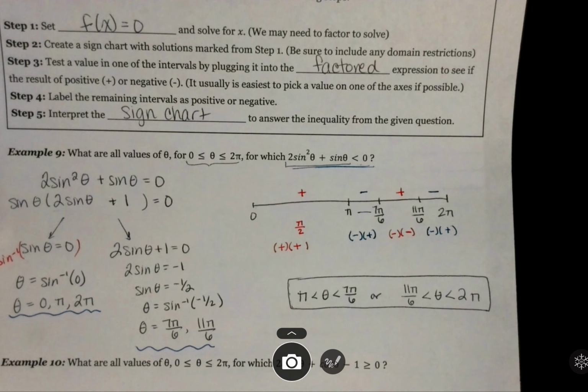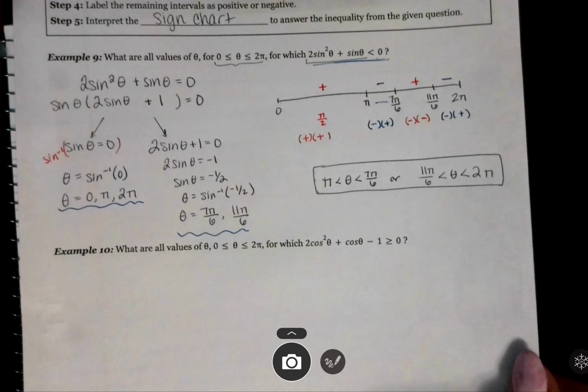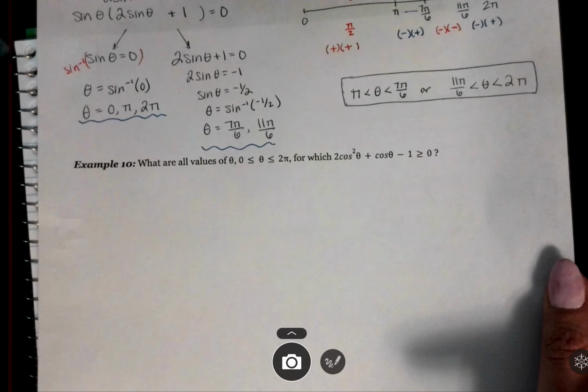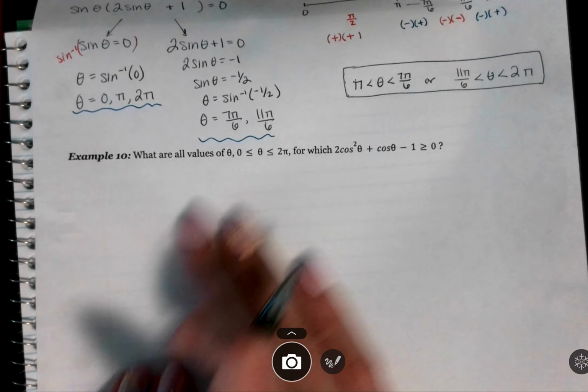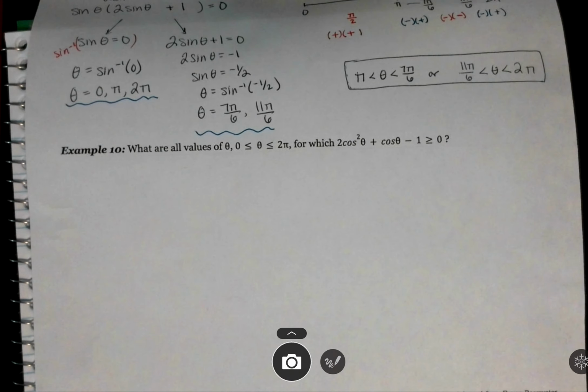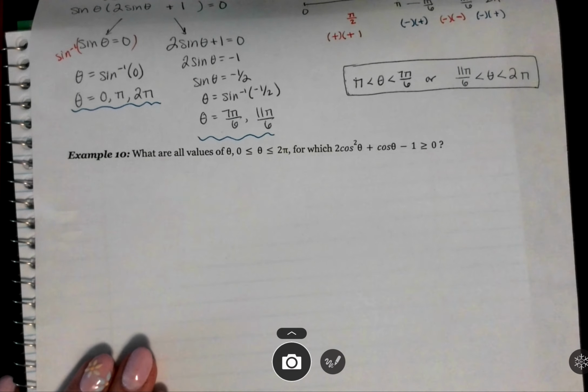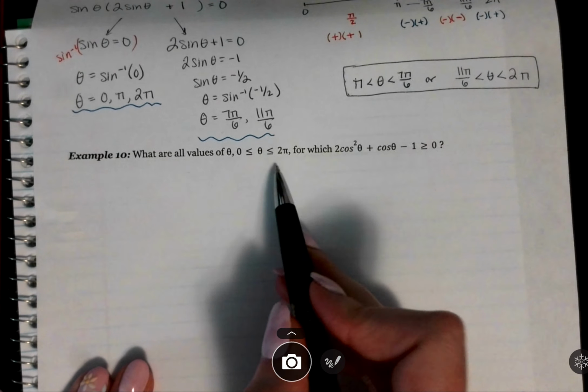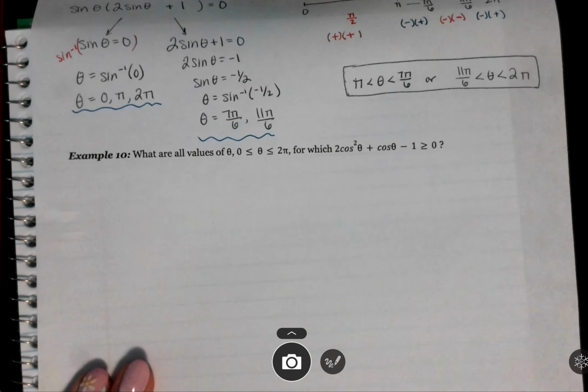We have one more example that we're going to look at, which is the very last one in our notes here. I'm going to scoot that up kind of far. So for example 10, it says, what are all values of theta in the interval from 0 to 2 pi for which 2 cosine squared of theta plus cosine theta minus 1 is greater than or equal to 0.